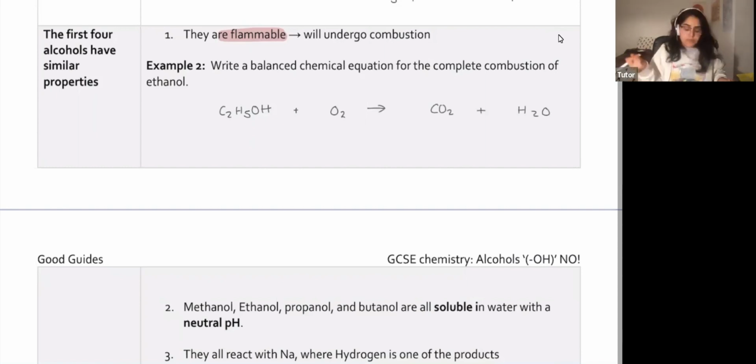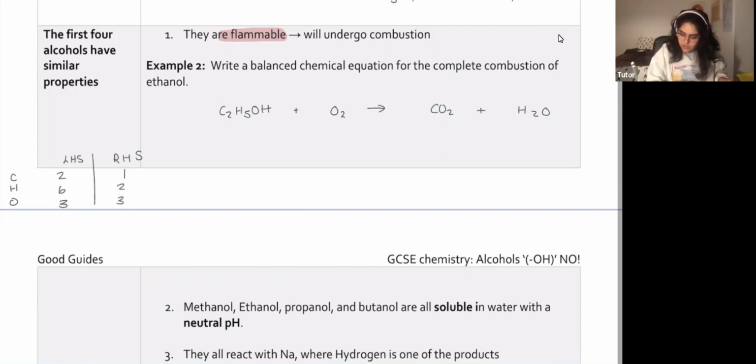Going about it the same method that we always use. So we have left-hand side, right-hand side, CHO, like that. On the left-hand side, we have 2 carbons, only 1 on the right-hand side. We have 6 hydrogens on the left, and we have 3 oxygens. On the right, we have 3 oxygens and we have 2 hydrogens.